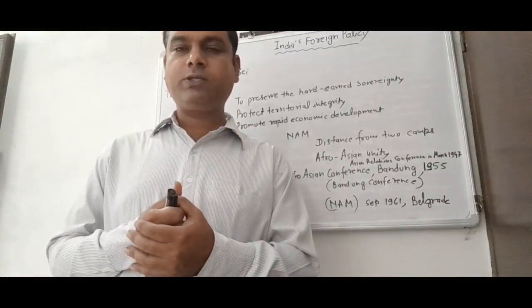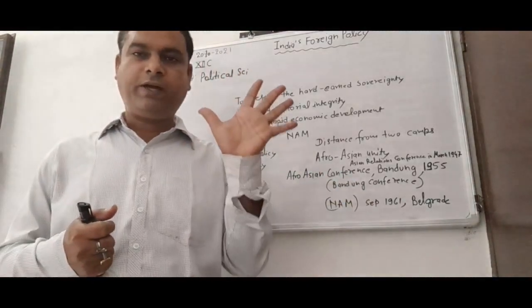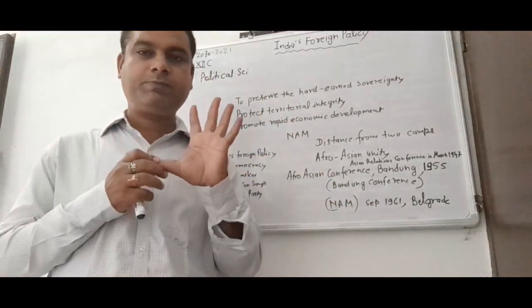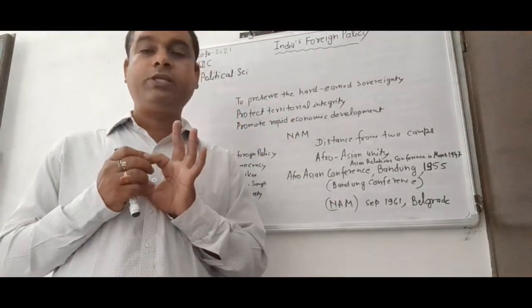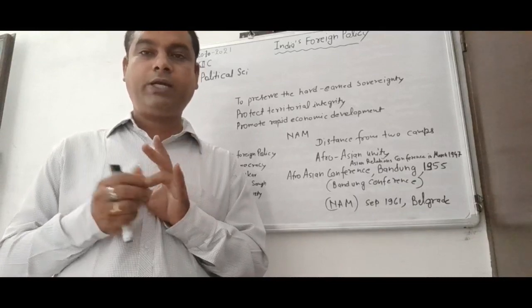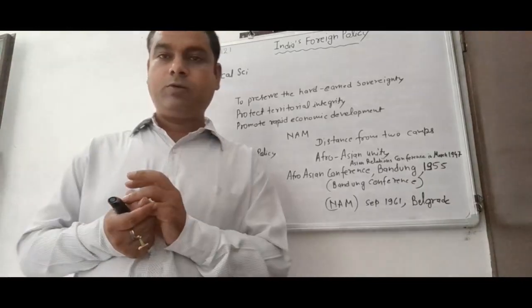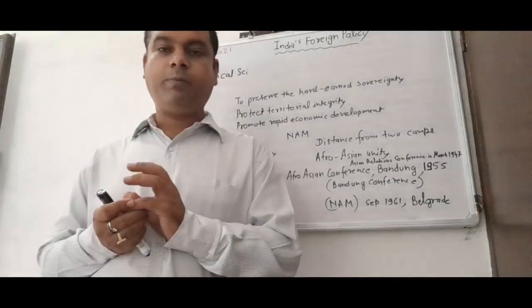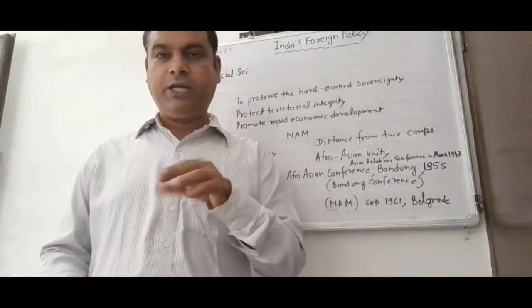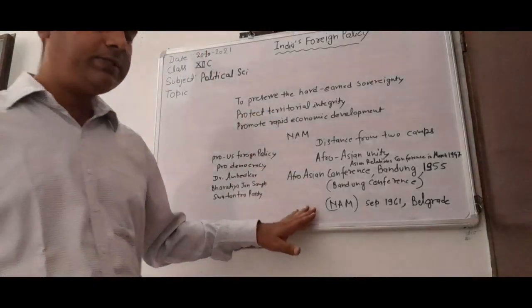This unity was at its peak when NAM was established, and these five founder members were India's Pandit Jawaharlal Nehru, Indonesia's Sukarno, Josip Broz Tito from Yugoslavia, Nasser from Egypt, and Kwame Nkrumah of Ghana. These five Asian African leaders came together and established NAM.